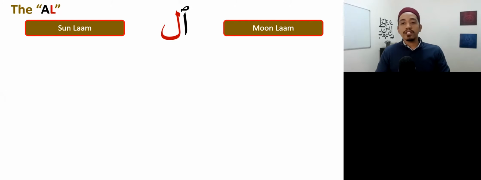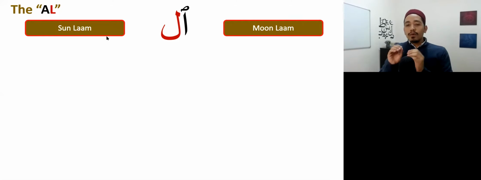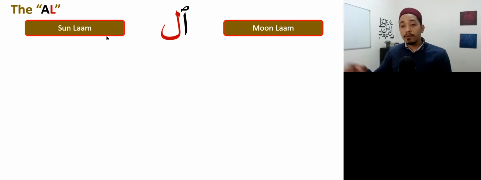Now let me tell you something special about these terminologies, because there's actually a good secret in the names. The moon lam is the normal lam that we've been learning all the time. You'll read it, right? It will never be skipped. It's always there. It's read as normal. It always has a sukoon. That's the lam that we've been reading all the time.